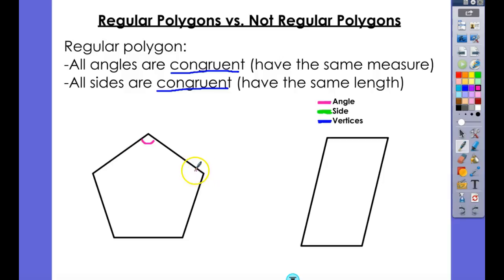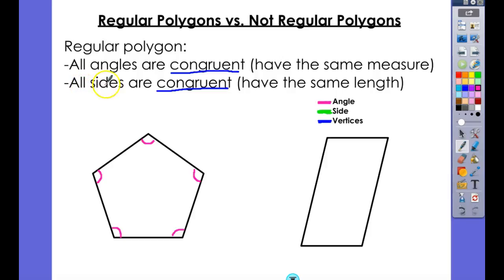Going back, this is another angle right here, this is another angle, a third angle, actually that's the fourth angle, and here's our fifth angle. All of these are different angles, and they all have the same measure, the same degree of measure. So this so far is congruent. So far it's a regular polygon.